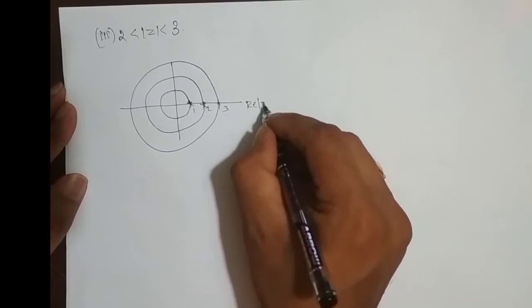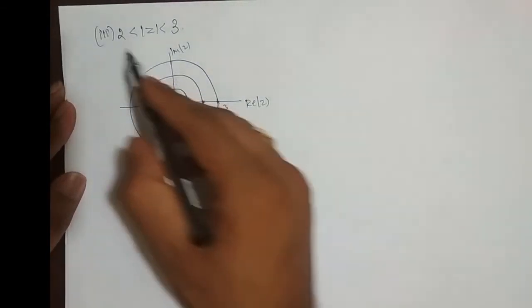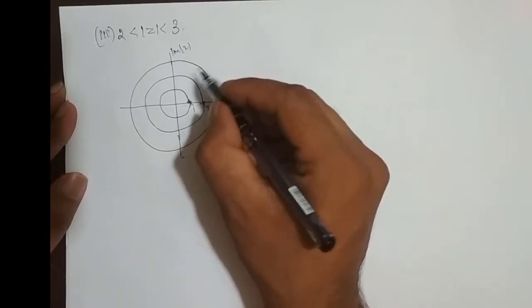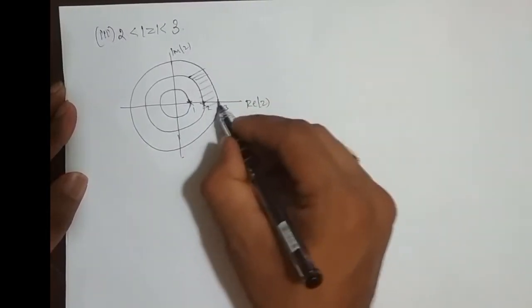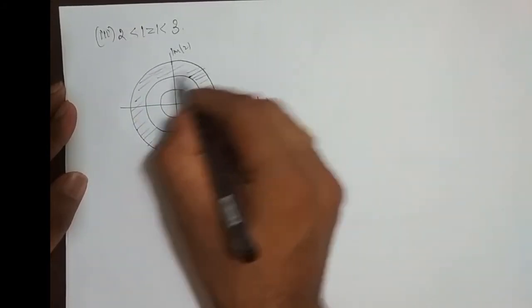This is the real part of z. Every time I have to write real part of z and imaginary part of z here. So what is the ROC? Between 2 and 3, right? Between 2 and 3 in the sense, this should be my ROC. So between 2 and 3, all the three sequence ROCs should intersect.